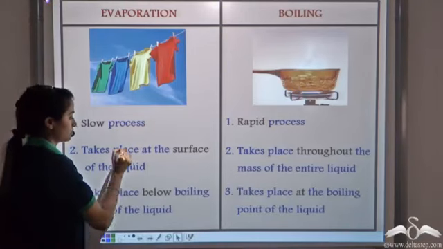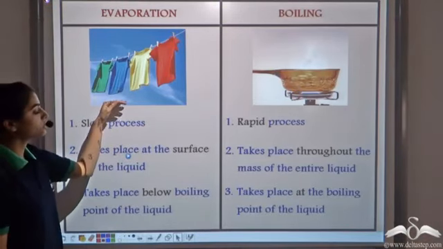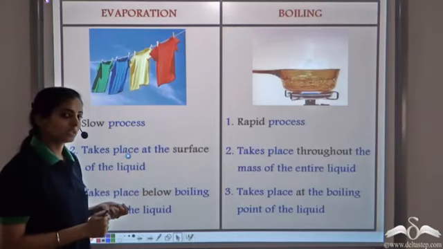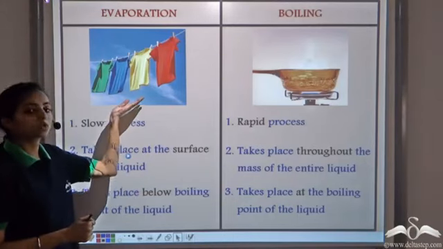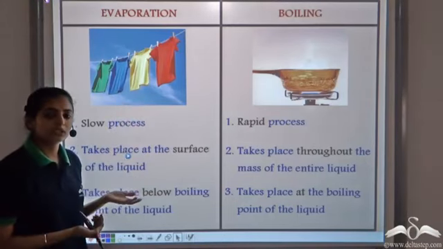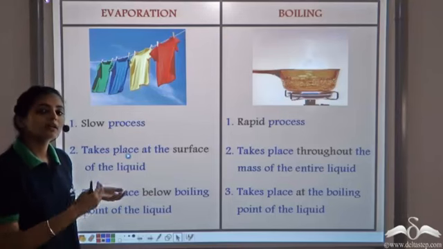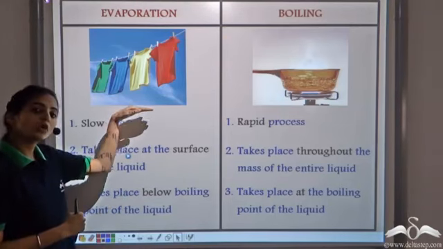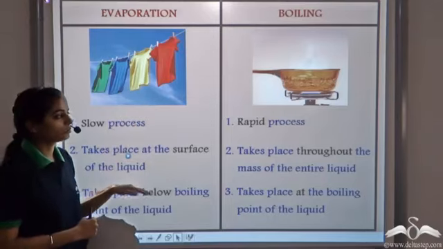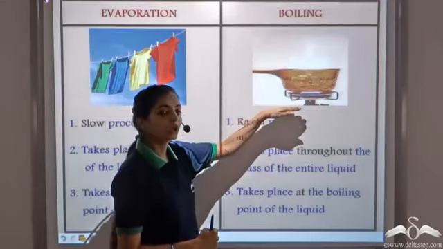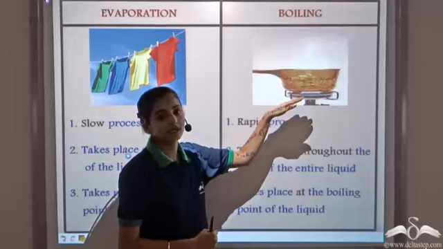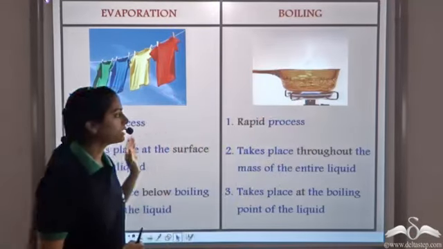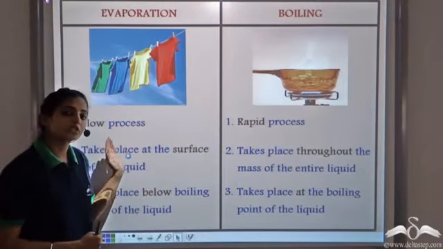at the surface. Also, evaporation takes place below the boiling point. We know the boiling point of water is 100 degrees Celsius, but when you keep your clothes for drying, the temperature may be 30, 35 or 40 degrees Celsius. That is much below the boiling point of water. So evaporation always takes place below the boiling point, whereas water boils to form steam only at 100 degrees Celsius. That is at the boiling point of water. So these are the differences between evaporation and boiling.